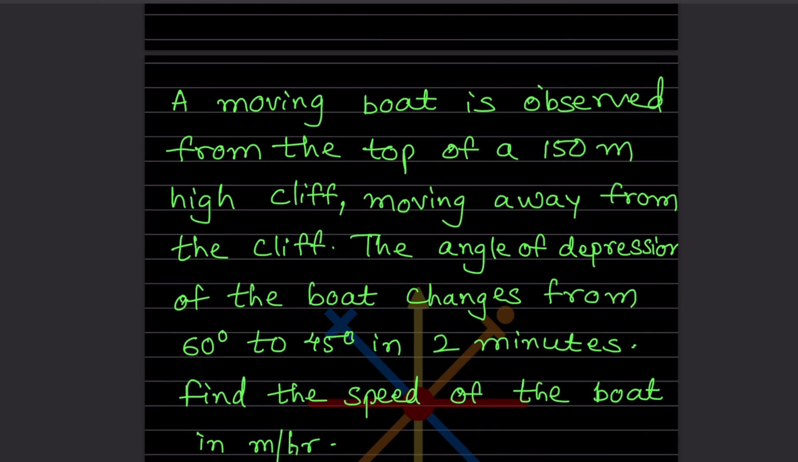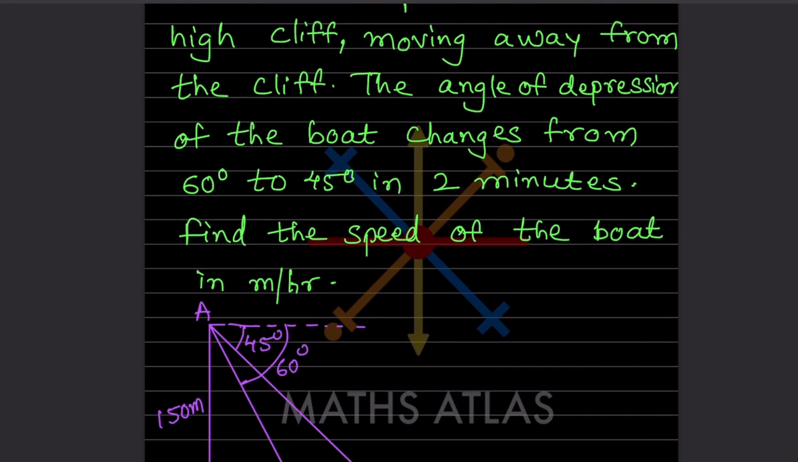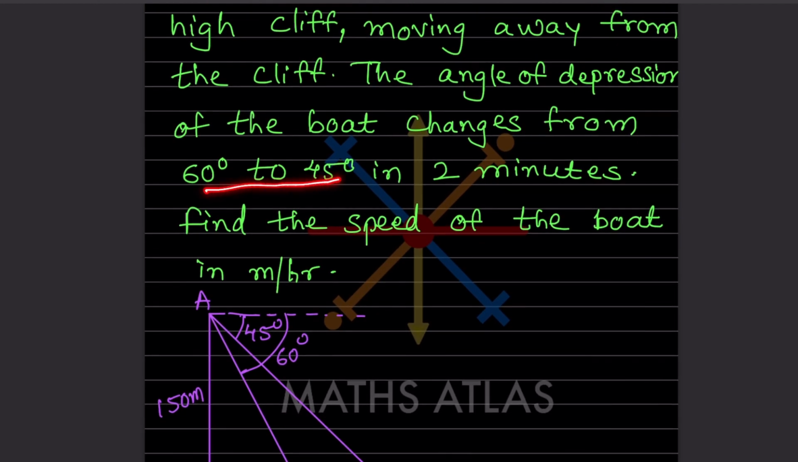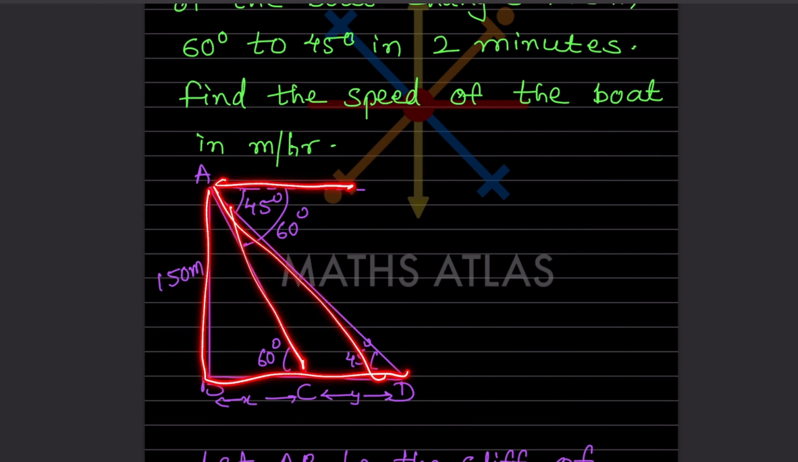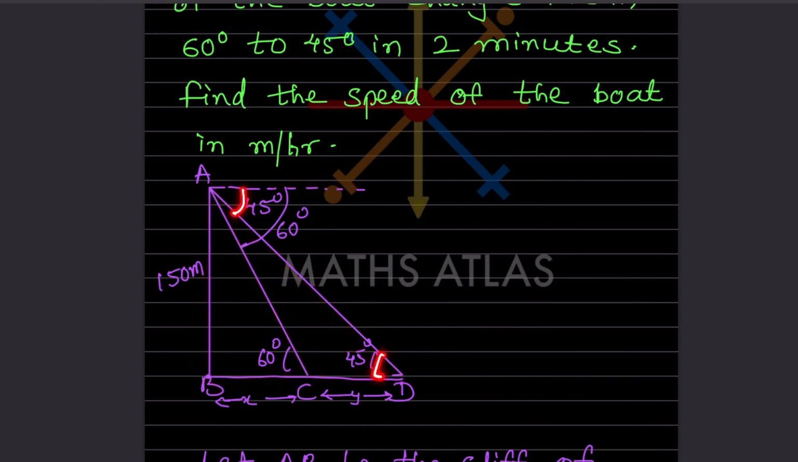A moving boat is observed from the top of a 150-meter high cliff moving away from the cliff. The angle of depression of the boat changes from 60 to 45 degrees in 2 minutes. Find the speed of the boat. So now we can again draw a diagram. And here this is 45, so this also should be 45. This is 60, so this also should be 60.